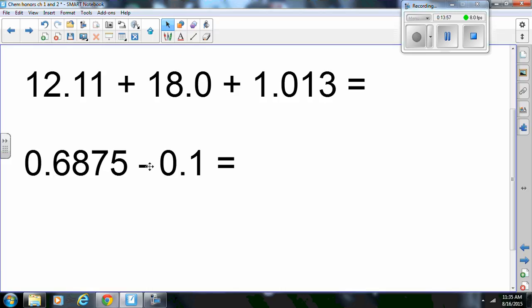0.6875 minus 0.1 gets you 0.5875 in the calculator. Check your decimal places. Here you have 4, here you have 1. Your answer should have 1. And now you're going to have to round. So you want 1 decimal place, which means you're looking at that 0.5. The number after 0.5 is 8, which means you round up, and it becomes 0.6.